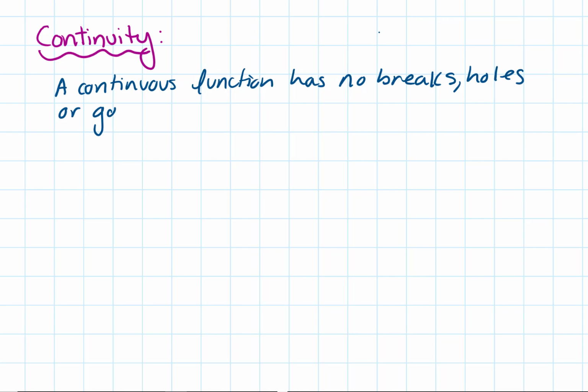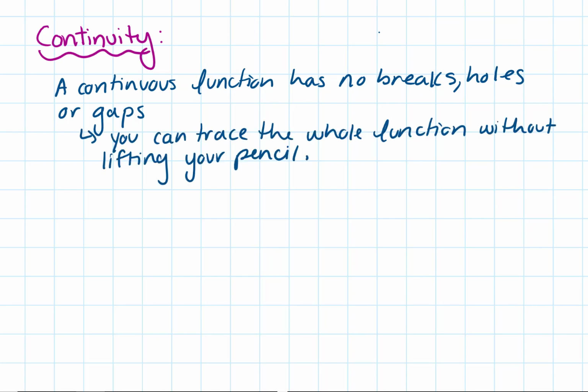or gaps. So what that really means is that you can put your pencil on the function and you can trace the whole thing without lifting your pencil. So if we have a graph and we are unable to trace the entire function without picking up our pencil, then that means that we have a discontinuous function.